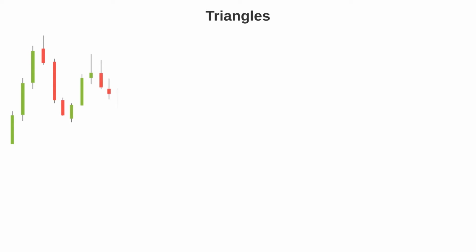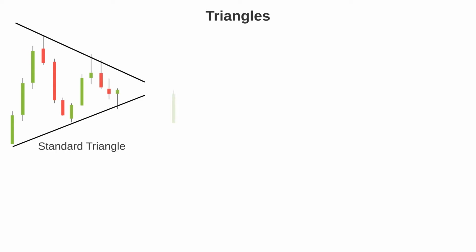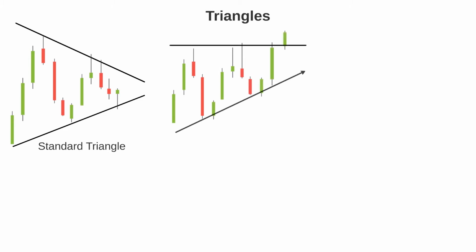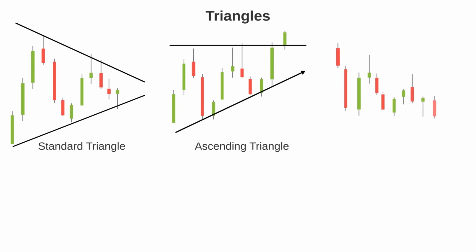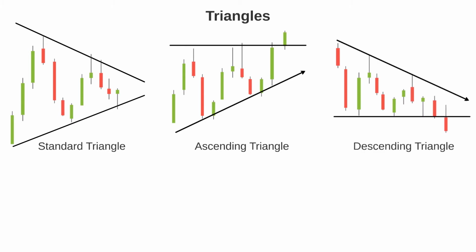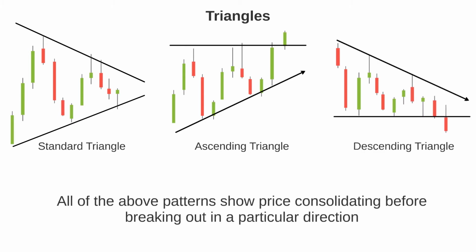Now let's have a look at triangles. Triangle patterns typically appear in periods of consolidation within trending moves. There are 3 main types of triangle patterns. We have standard triangles, ascending triangles, and descending triangles. All these patterns share one important characteristic, as you can see from the illustrations, and that is the price range within each is squeezing to a point where a break to either the upside or the downside is inevitable.